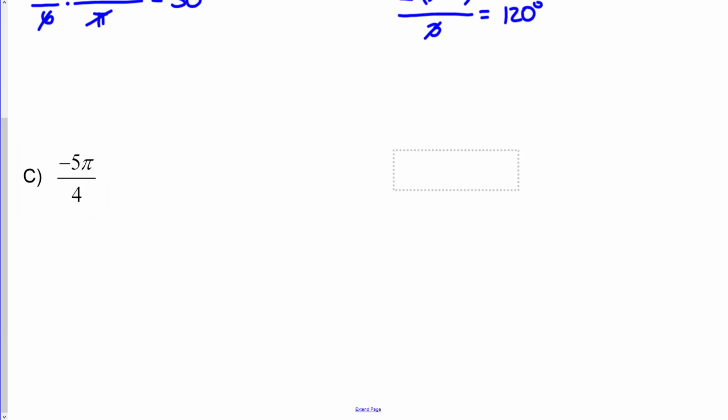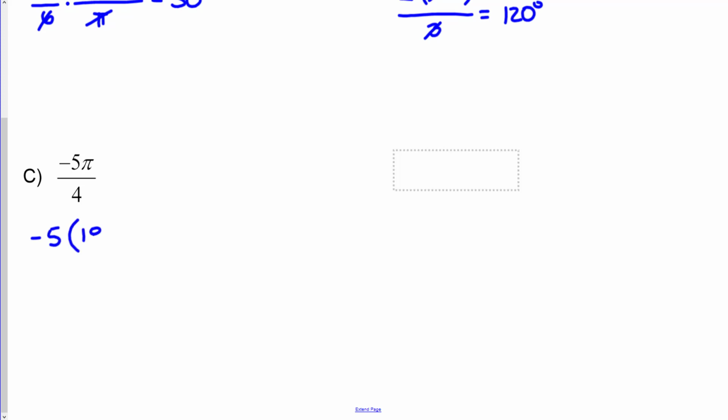Part C, negative 5 pi over 4. Negative 5 pi over 4, certainly in our final answer, we want to make sure we answer with the coterminal angle that's in the range of 0 degrees to 360 degrees, or 0 to 2 pi as the case may be. Now, I'm going to make it into degrees first before I make that conversion, because generally it's just easier to work with degrees because often you have whole numbers rather than fractions. So I'm going to make my conversion first.